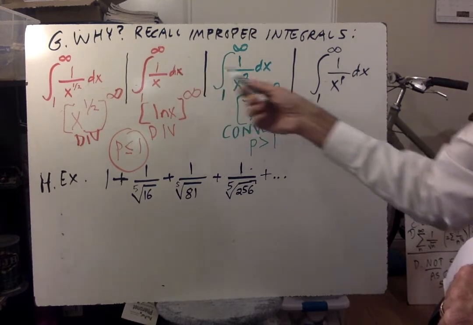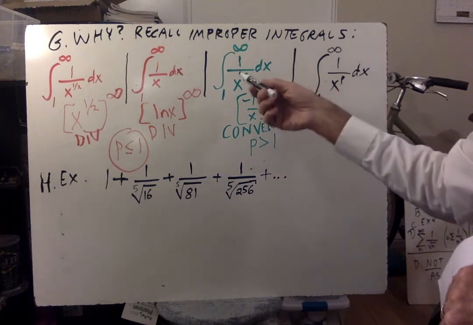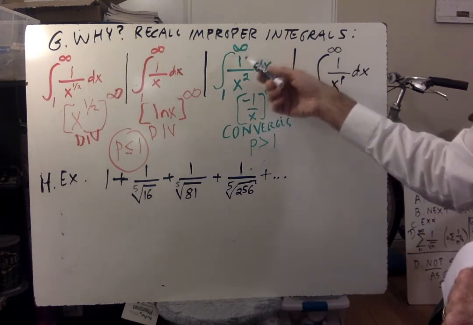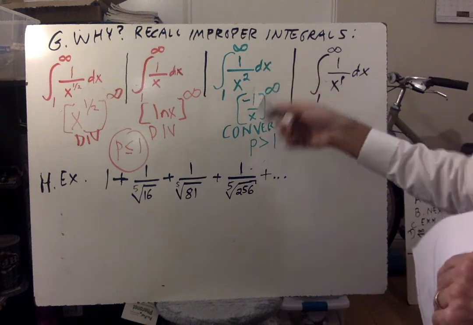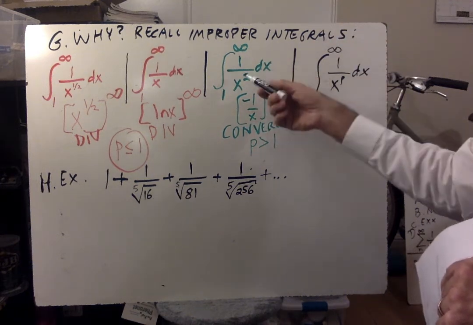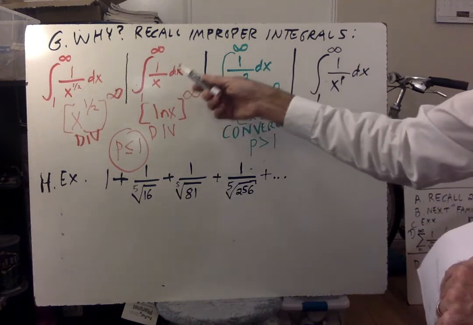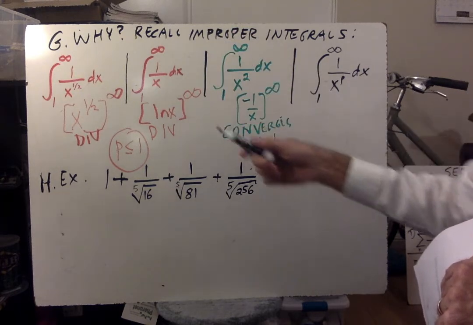But replace the x's with the letter n and you see the similarity to a series. A sum beginning with n equals 1, let n get bigger and bigger and bigger, 1 over n squared. Let's sum them all up. Okay, if the integral converges, the p series will converge. And if the integral diverges, the corresponding p series will diverge.